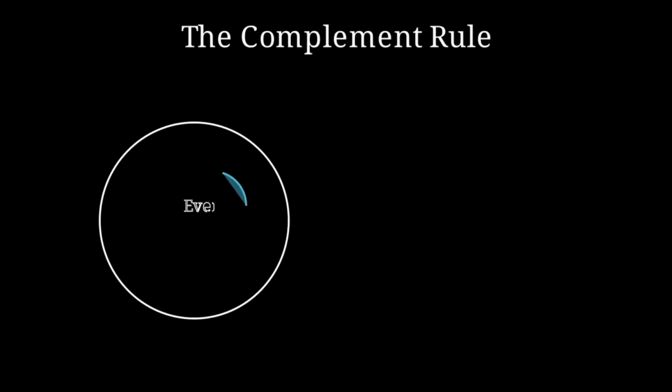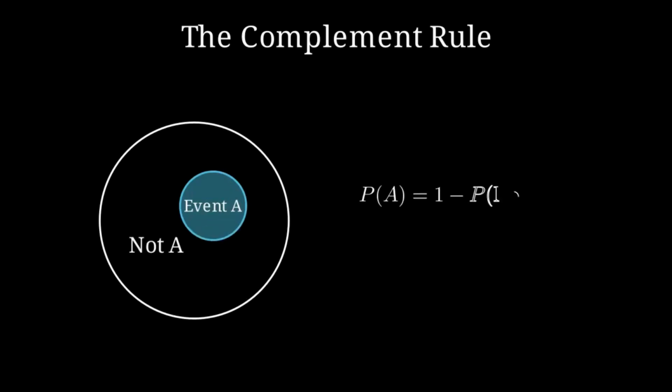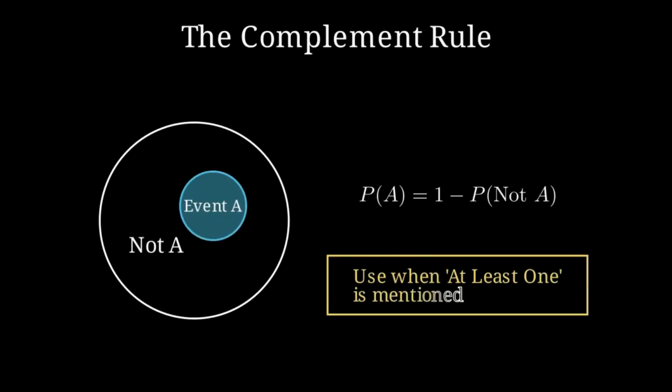A pro tip for standardized tests: if a question asks for the probability of at least one event occurring, it is often easier to calculate the probability of none and subtract it from 1. This is called the complement rule.